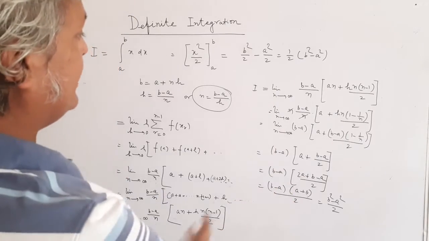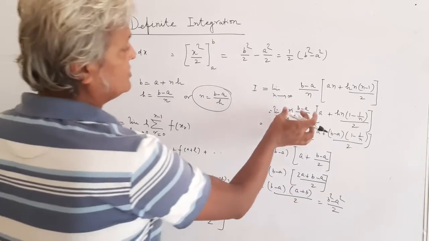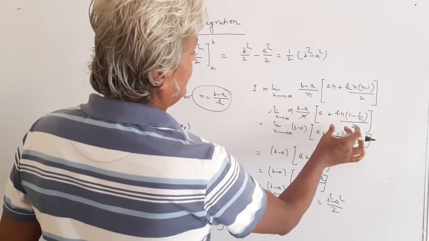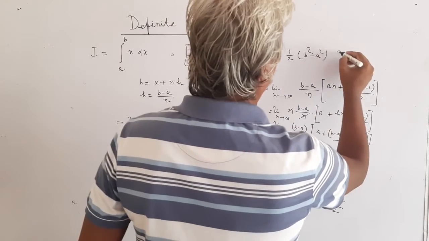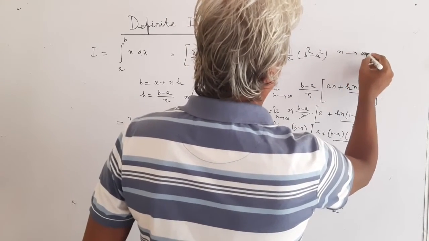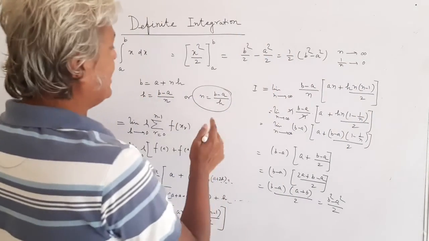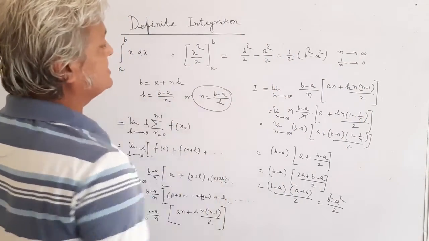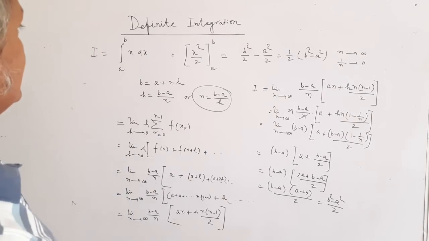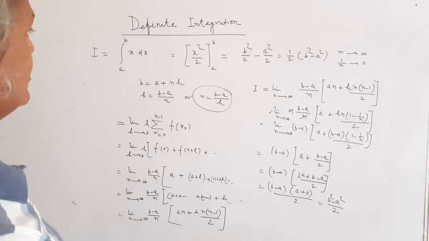So this is the way it is solved. Here we need to use the idea of the limit, and just keep in your head that if n tends to infinity, 1 by n tends to 0, and one more handy thing is the relation nh equals b minus a. So now I think you understood it well.